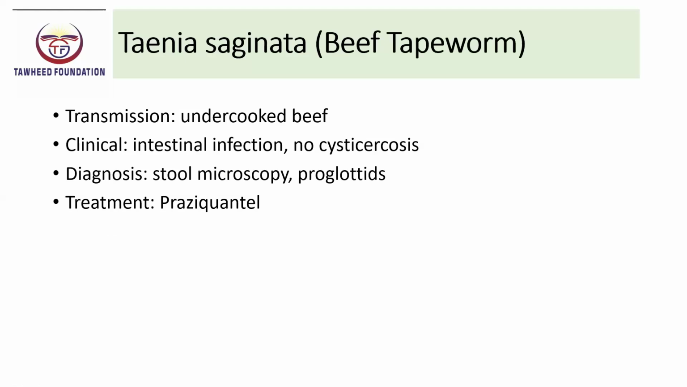Next is Taenia saginata, which is caused by the beef tapeworm. Transmission is again through undercooked beef. Clinical feature is intestinal infection, no cysticercosis will be seen. Diagnosis is through stool microscopy, proglottids. Treatment, praziquantel.